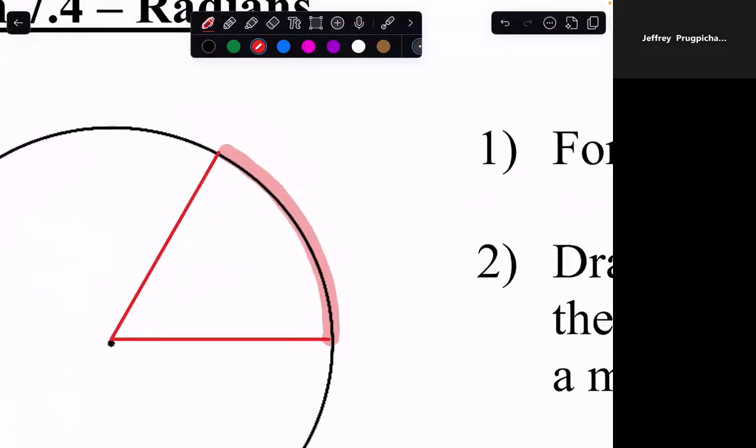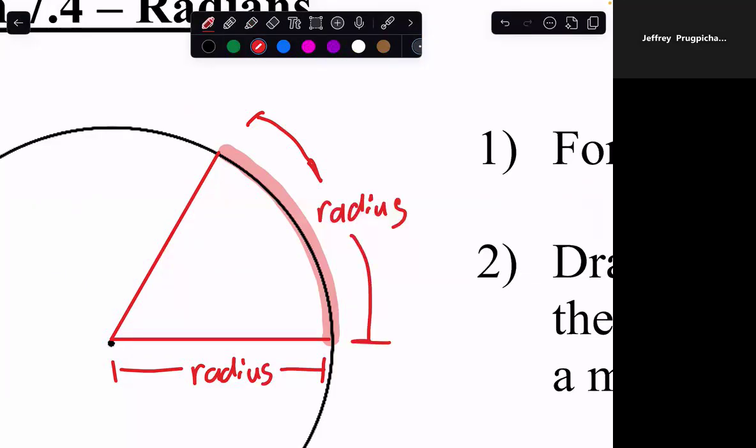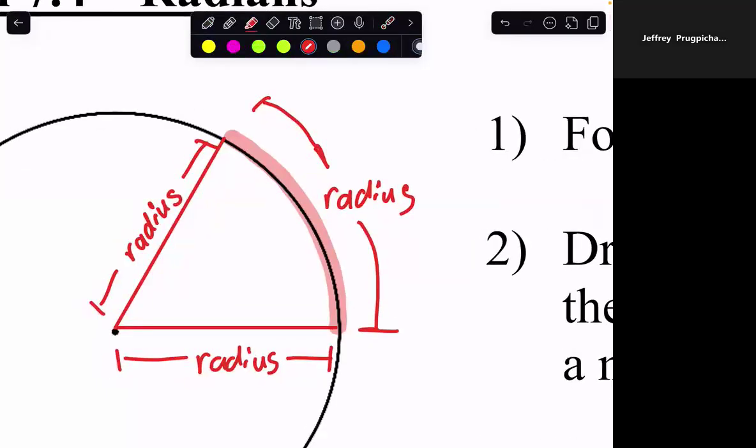Okay, so the arc length that was formed is equal to the radius, right? So here is a radius, and this length is also a radius. And this is also a radius, right? So everything's a radius. It's kind of like a triangle, but it's not because this is curved, it's not straight. But hopefully you can see that this distance, and if you curve it around, this distance are all equal.